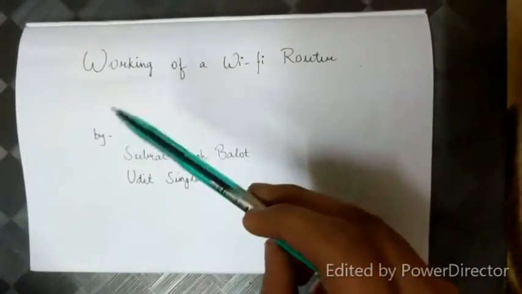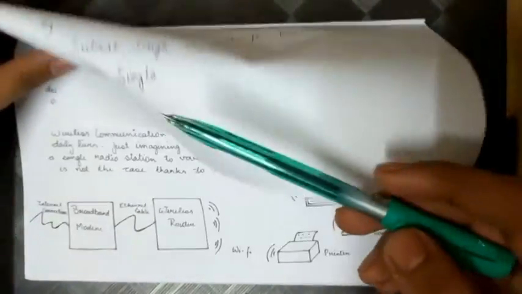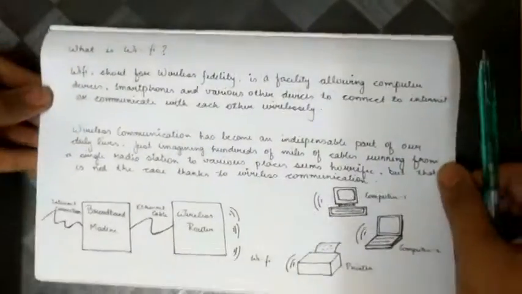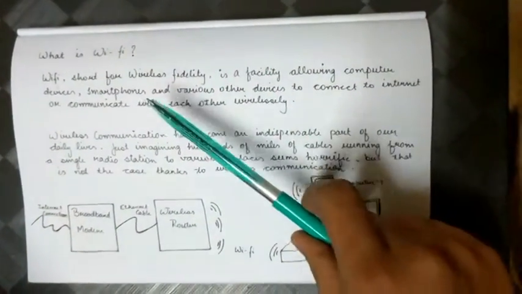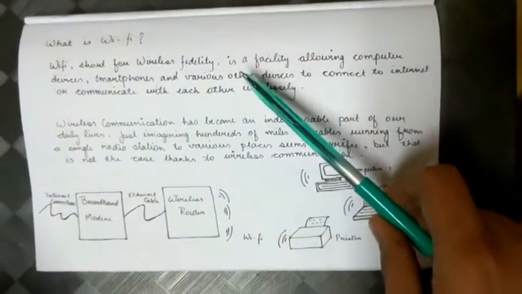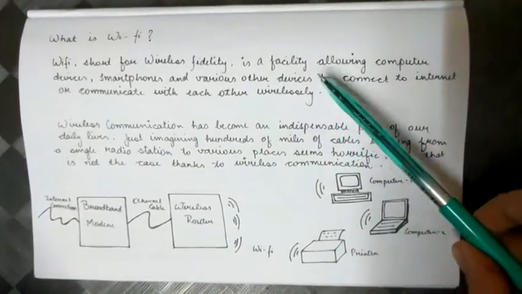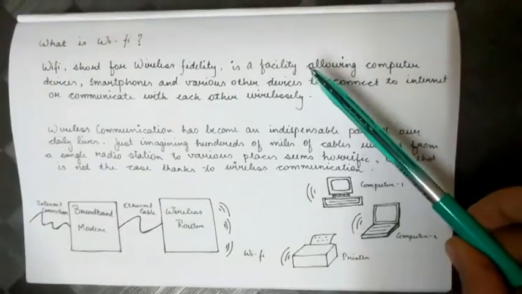Yeah, so in this video we will talk about the working of a Wi-Fi router. So the first basic question which arises is, what is Wi-Fi? Wi-Fi, which is short for wireless fidelity, is a facility allowing computer devices, smartphones and various other devices to connect to the internet or communicate with each other wirelessly.